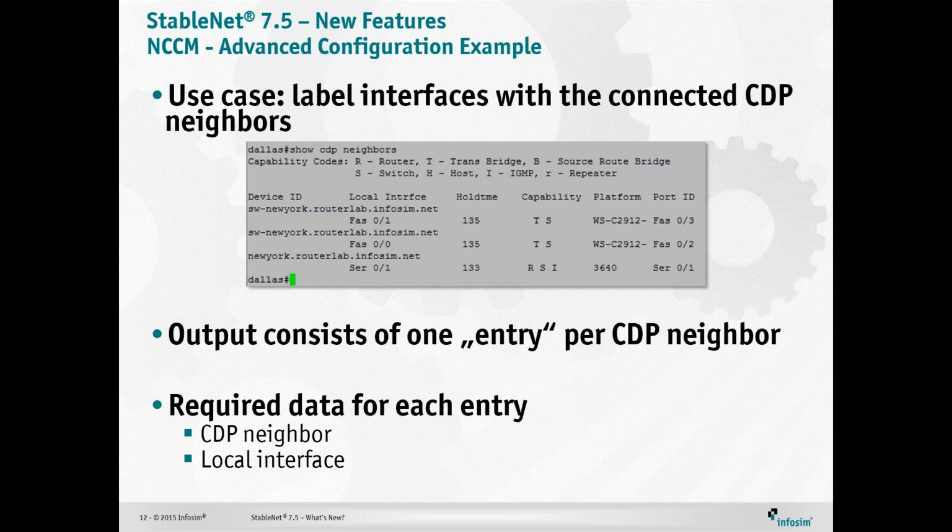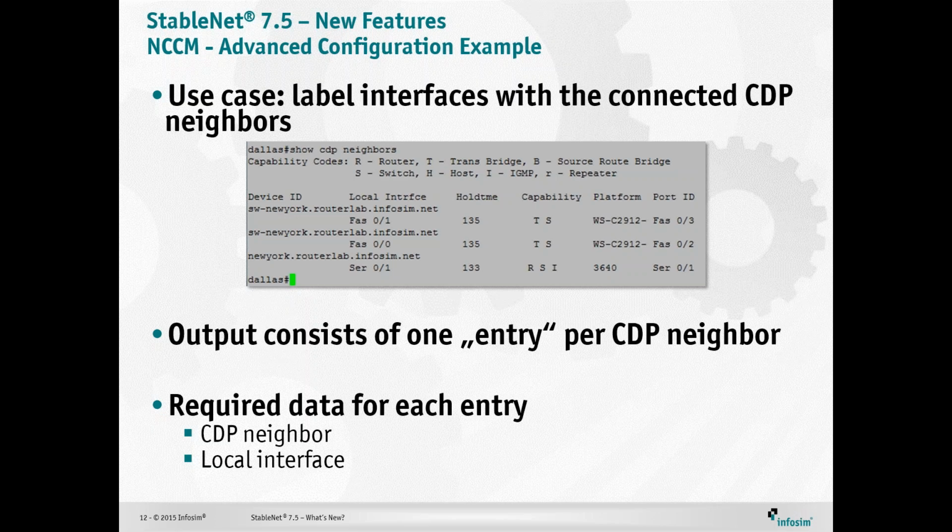Here you see the output of the show CDP neighbors command. What you will notice is that the output has multiple lines. Always two lines belong to the same information. So the first line is the device name of the neighbor device. The second line includes the local interface name, some internal data, the platform and port of the neighbor device. So for that you need to match multiple lines. Always two lines belong together, and we also need to get the neighbor device and the local interface name from these lines. And here we use the functionality of StableNet 7.5 to execute it.